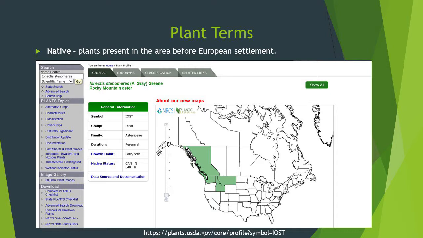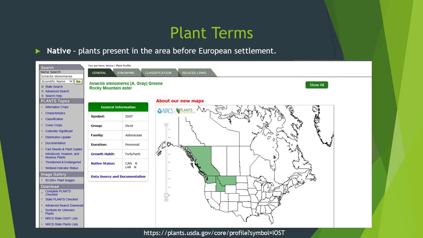So this is an example of a native species. This is the USDA plants database. This species is Rocky Mountain aster, which is here. Its scientific name is up here. The database says this plant is native to British Columbia, Washington, Idaho, and Montana. But it doesn't specify which regions within this big area this plant is native.